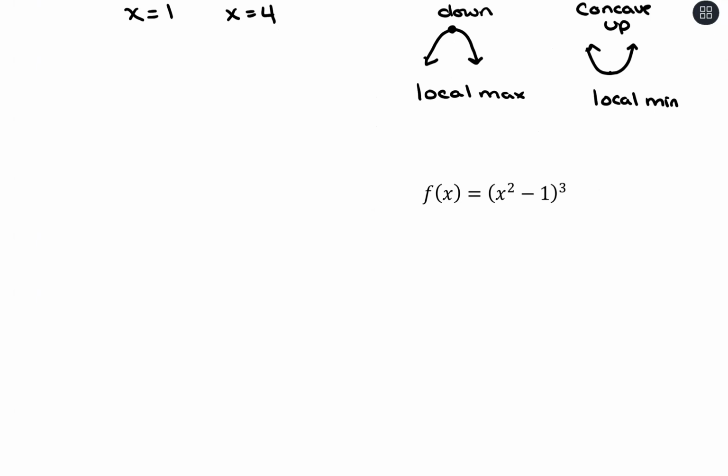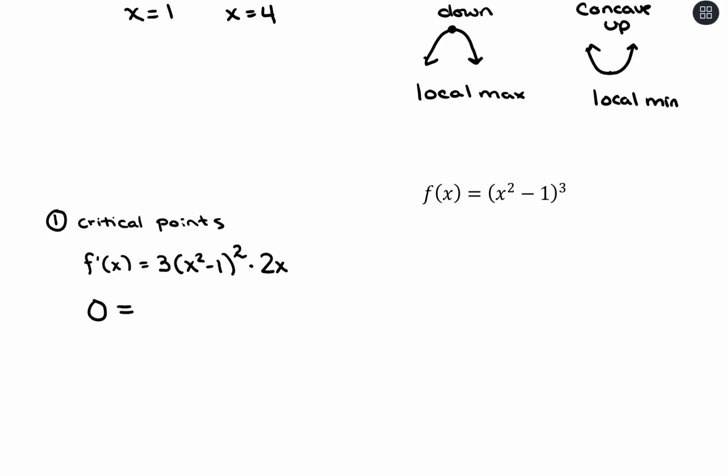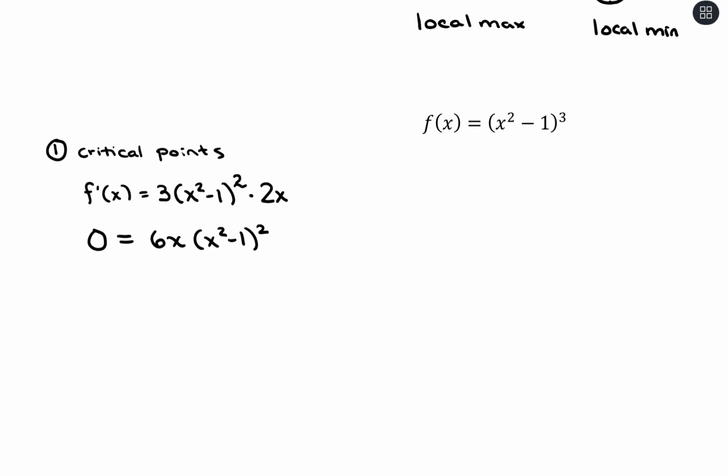Let's do this next one. I'll do the first derivative so that we can see the two next to each other. Okay, so first I want to look at critical points. So I'm going to take the first derivative, which is 3 times x squared minus 1 squared times 2x with our chain rule. I'm just going to rearrange that a little bit, and we're solving for where this is equal to 0. So we have 6x times x squared minus 1 quantity squared.